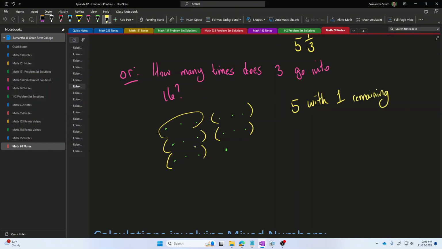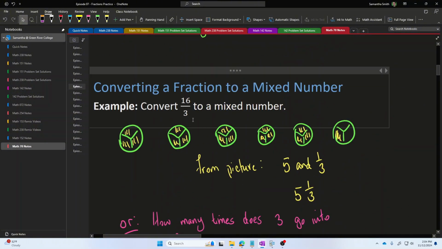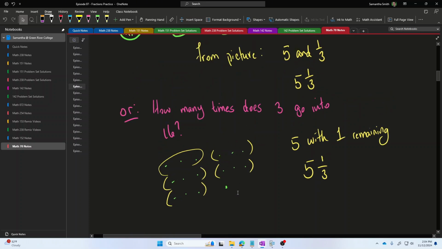So I was able to divide 16 by 3 5 times, and then there was 1 left over, which was too small to be divided by 3 any further. So this is another way to think about 16 over 3 and convert that fraction to a mixed number. Ask yourself, how many times does 3 go into 16 all the way? 3 goes into 16 5 times in total, but this leaves 1 left over that was too small to actually be divided by 3 evenly. So I have 5 and 1 divided by 3 left over.